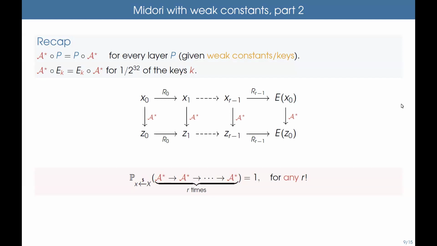So this is a very strong distinguisher because it enables us to distinguish Midori with a weak key with a single pair, a single chosen pair. And it works for about 1 out of 1 billion keys. But what is actually even more interesting is the differential interpretation we can give of this distinguisher.